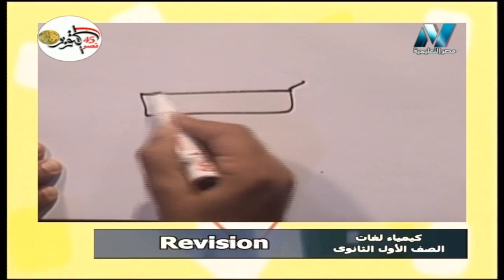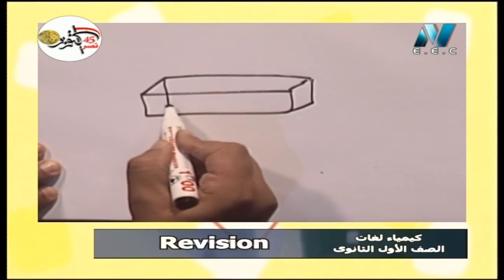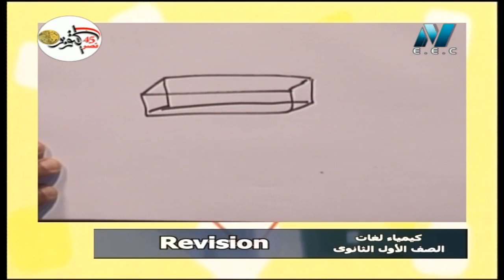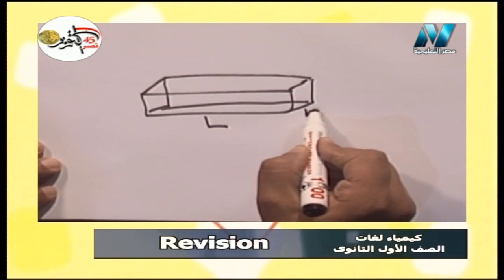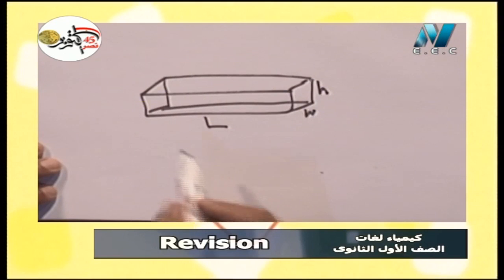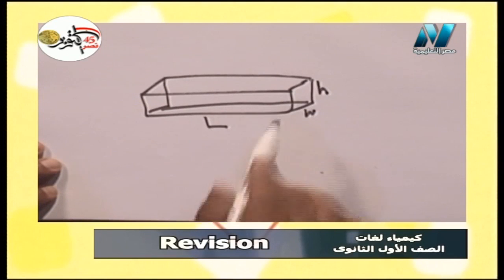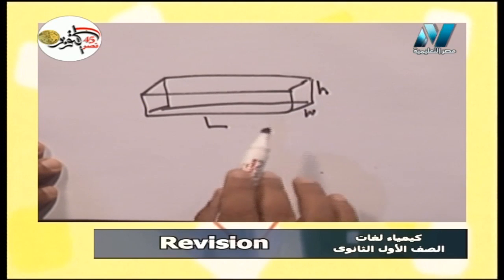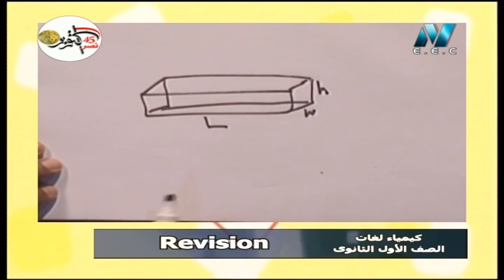This shape of cuboid. This is called length, this is called width, and this is called height. So the volume of a cuboid comes from length times width times height. Okay, these are 3 dimensions. These 3 dimensions have 6 surface areas.